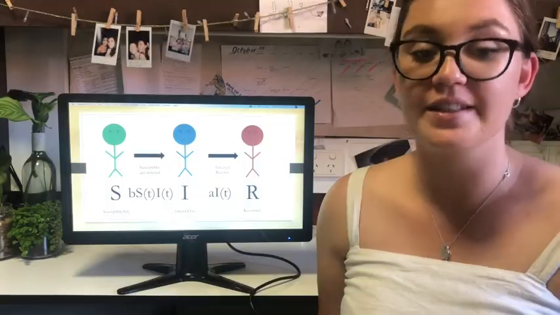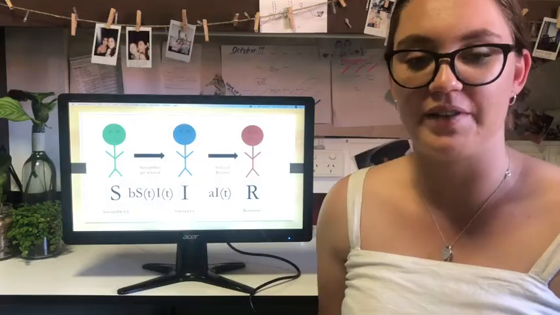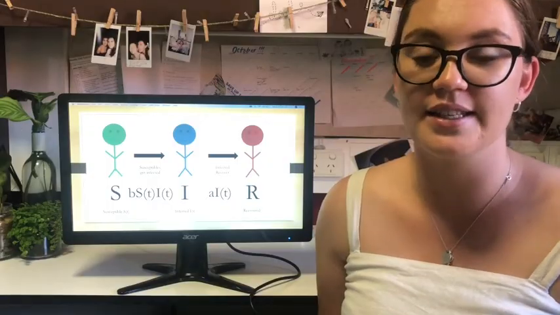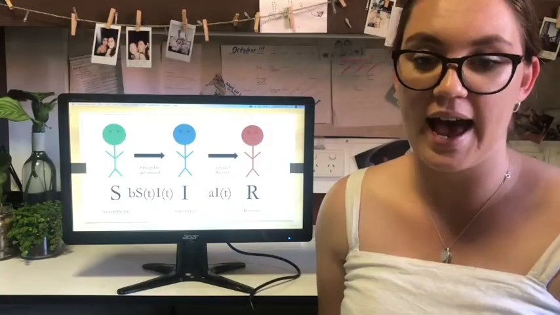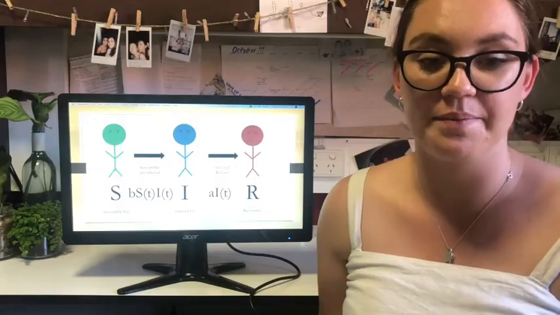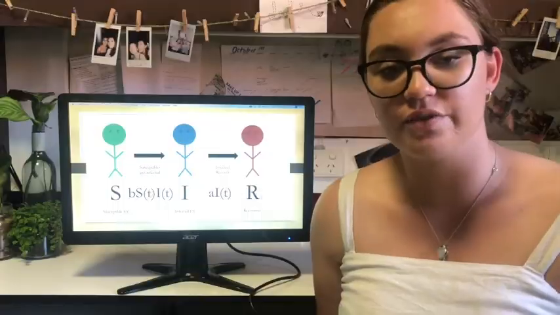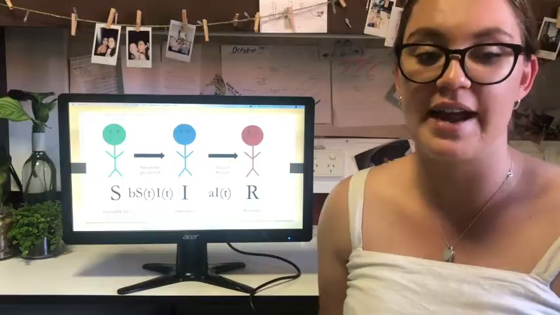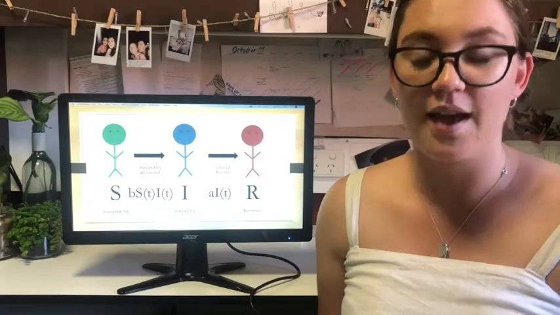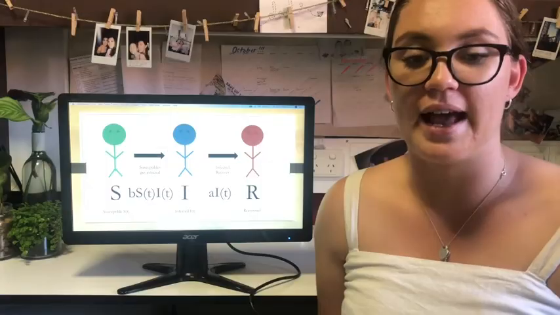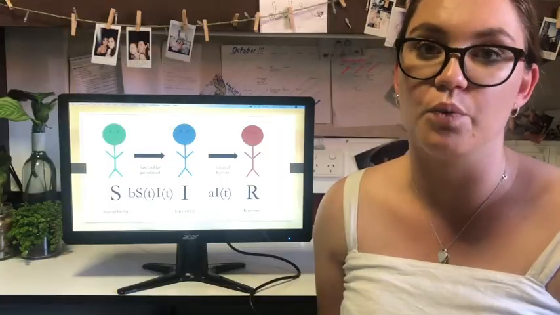To sum it all up, the susceptibles become infected at the rate B times S(t) times I(t), and the infected recover at the rate A times I(t). The infection rate is represented by B, and the recovery rate is represented by A. I will now pass along to Gabriella to explain how the solution to this problem helps in real-world situations.